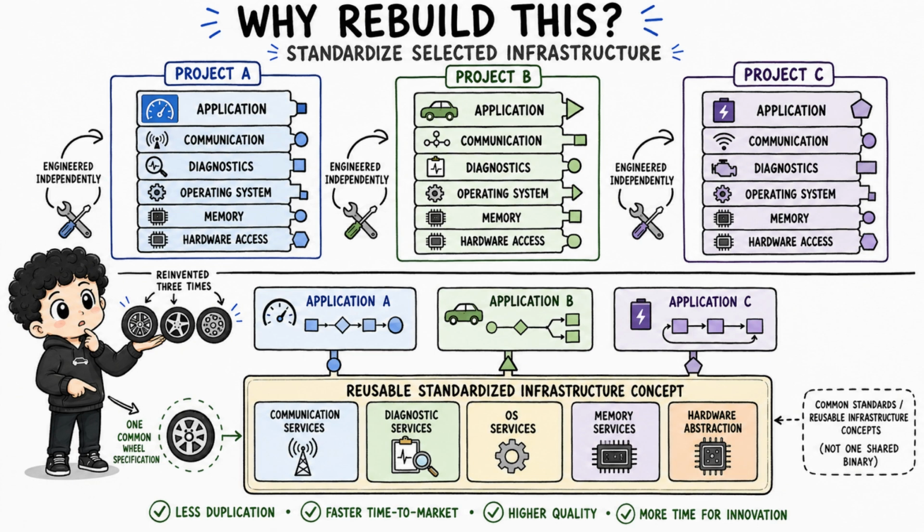The next pressure was reuse. Communication, diagnostics, operating system services, memory handling, and hardware access are necessary in many automotive ECUs. These capabilities matter enormously, but an OEM does not gain competitive value simply because every project invents an incompatible way to route communication data or store non-volatile information. If each ECU project develops these foundations differently, engineering teams repeatedly solve similar infrastructure problems. The industry therefore had an incentive to standardize selected non-competitive infrastructure so it could focus more engineering effort on the functions that actually differentiate the vehicle.